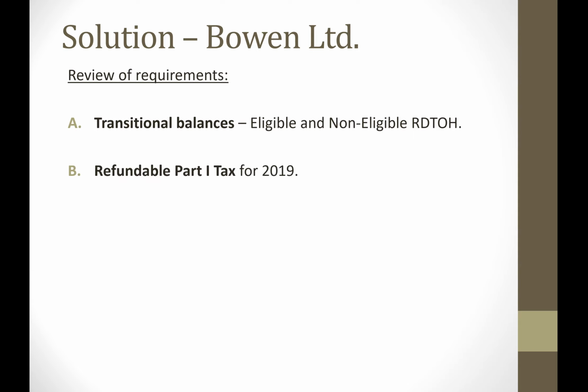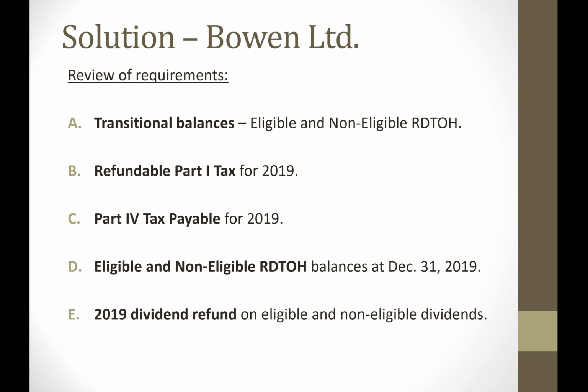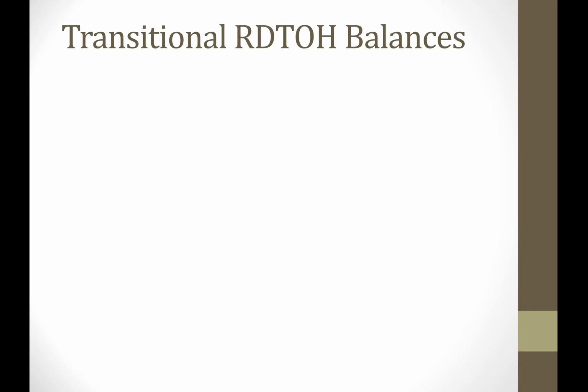Part B of the requirement asks us to calculate the refundable Part 1 taxes for 2019, Part C, the Part 4 tax for 2019, and then moving on to Part D, we're asked to calculate the RDTOH account balances for both eligible and non-eligible at the end of 2019. And then the final requirement is to calculate the 2019 dividend refund. So let's move on to the next slide and let's look at Part A.